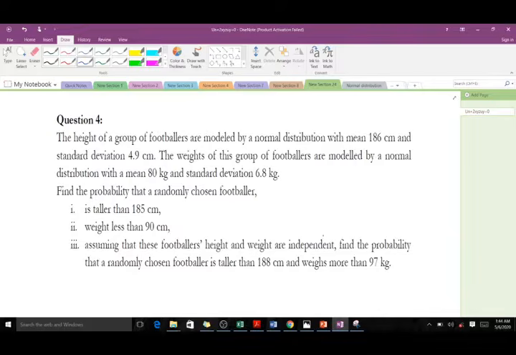solve this question here. The question says that the height of a group of footballers are modeled by a normal distribution with mean 186 centimeters and standard deviation 4.9 centimeters. The weights of this group of footballers are modeled by a normal distribution with a mean of 80 kilograms and a standard deviation of 6.8 kilograms. So we are supposed to find the following probabilities.